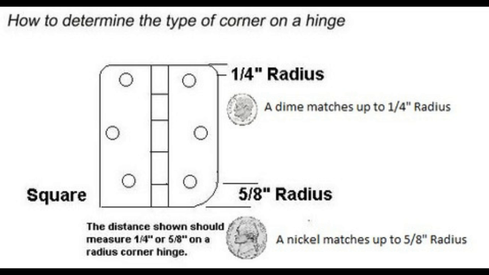Your most common door hinges will either have a 5/8 inch radius corner, a 1/4 inch radius corner, or a square corner. This diagram shows you how to measure the radius corners. As noted in the diagram, you can always make sure you have the right radius corner by using a dime or a nickel.